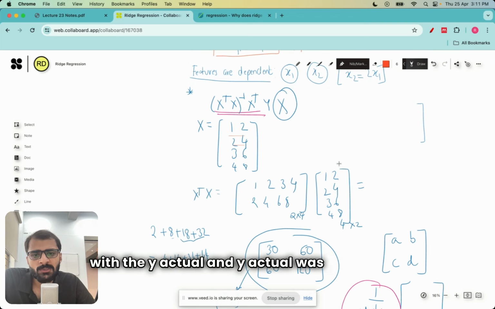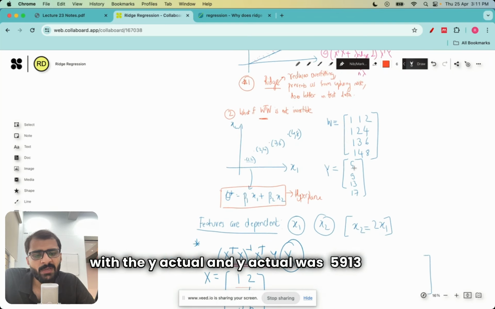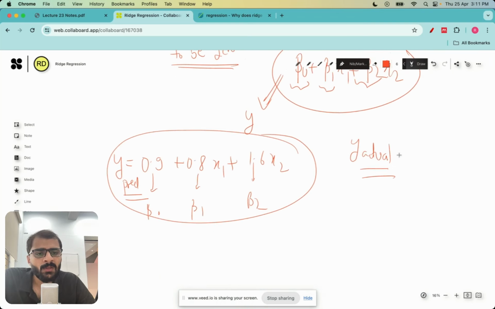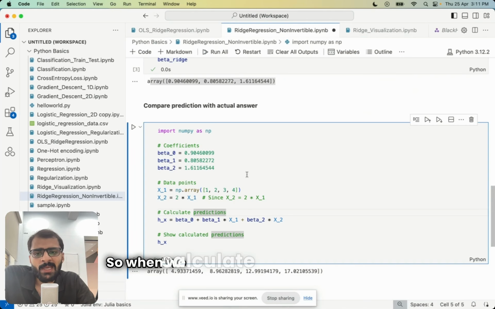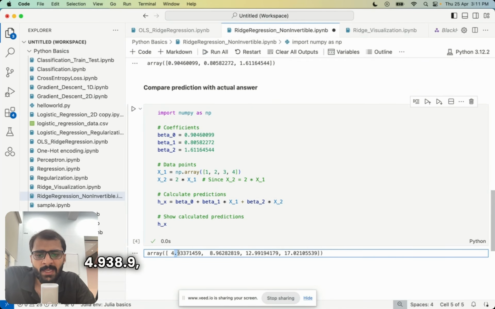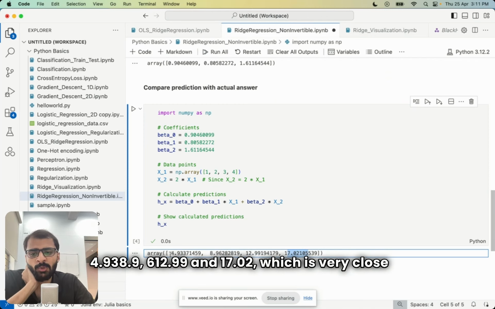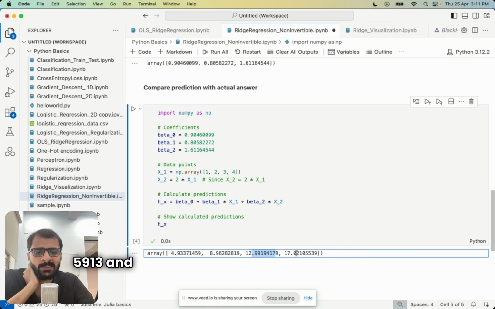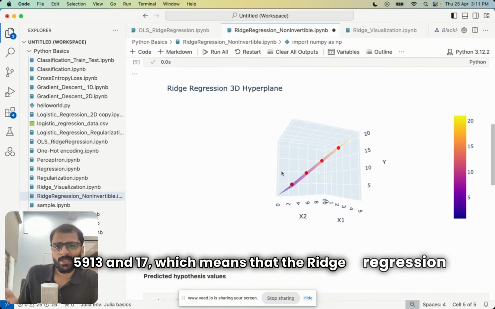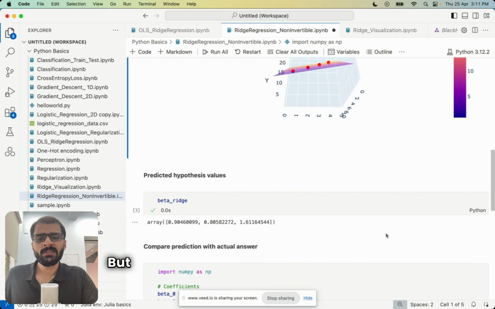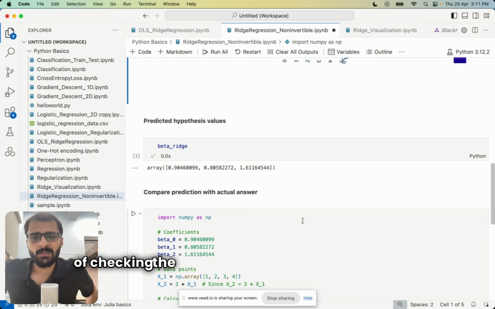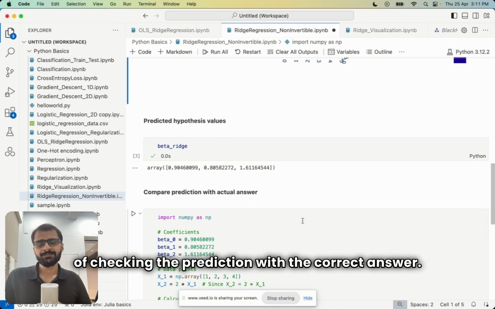And y actual was 5, 9, 13 and 17. Okay, so let's see. When we calculate y predicted, it is 4.93, 8.96, 12.99 and 17.02, which is very close to 5, 9, 13 and 17, which means that the Ridge regression has actually given us the correct answer, which we also visualized from the plot. But this is just a more mathematical way of checking the prediction with the correct answer.